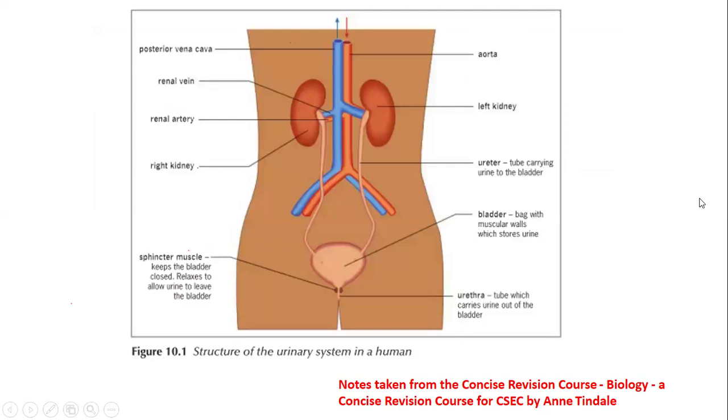Then now we're moving on to our urinary system, our renal vein, our left kidney, our artery. You can see the posterior vena cava and aorta, and the urethra, which carries urine to the bladder. So we see it's connected to the kidney and the bladder, right? And then the bladder stores the urine and the urethra carries the urine out of the bladder through the penis. You have the sphincter muscle here. So make sure you can label all of this, guys, if it comes.